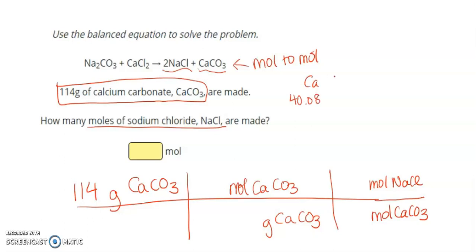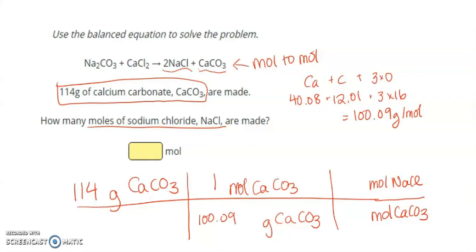All right, so we've got 1 calcium, 40.08 grams, plus 1 carbon, 12.01, plus 3 oxygens, so plus 3 times 16. If you add all those up, you'll get 100.09. That's the grams per mole. That's the molar mass. So that tells you right there, that's the grams in 1 mole. So 100.09 grams in 1 mole. That mole CaCO3 does not come from the balanced equation. That is because that's the grams in 1 mole. That's why there's a 1.